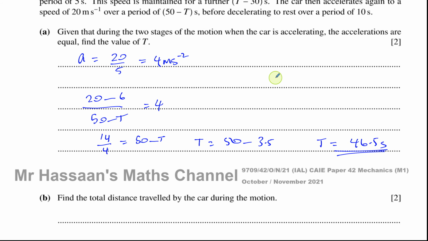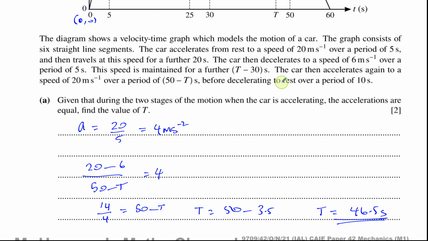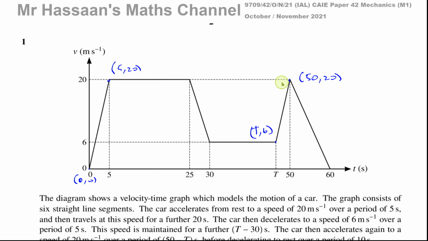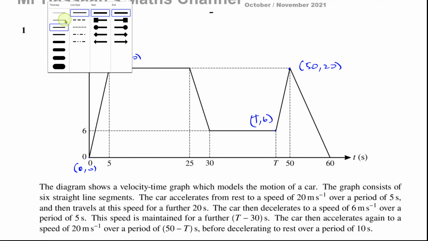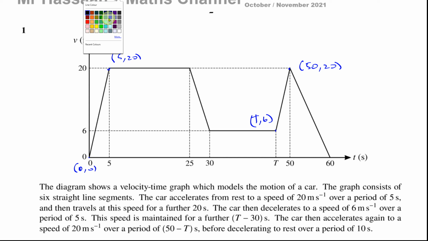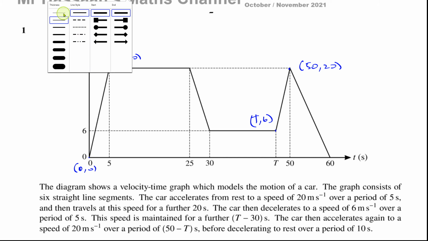Then part B: find the total distance traveled by the car during the motion. The total distance traveled is the area under all of these shapes. So we're trying to split them up into shapes which will be easy for us to work out the area of. I don't want to have so many shapes, so I'll look for trapezium shapes, and there'll probably be a few triangles in there.